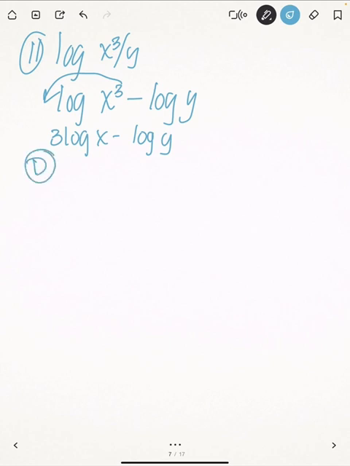So remember, when expanding, if you're dividing, you subtract. If you're multiplying, you add. And if you have any exponents, they move to the front of the log they're attached to. 3 was attached to log x, so it goes in front of that log. If we had a number as an exponent for y, that would have moved in front of the log attached to the log y.